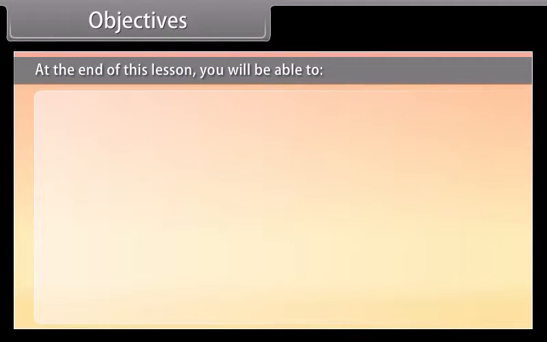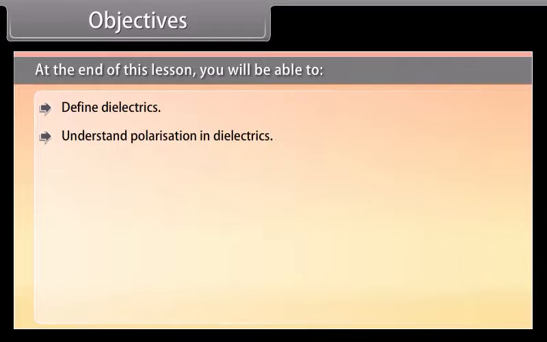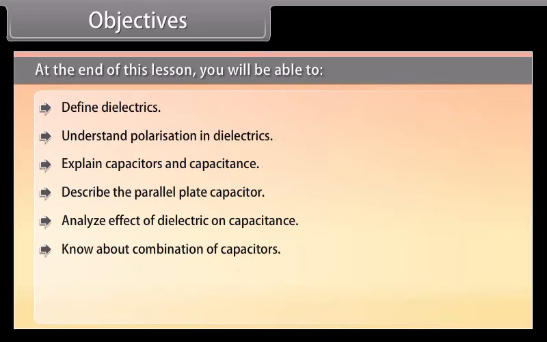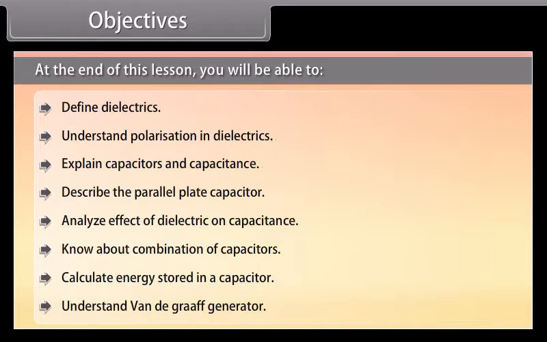Objectives. At the end of this lesson, you will be able to define dielectrics, understand polarization in dielectrics, explain capacitors and capacitance, describe the parallel plate capacitor, analyze effect of dielectric on capacitance, know about combination of capacitors, calculate energy stored in a capacitor, understand Van de Graaff generator.